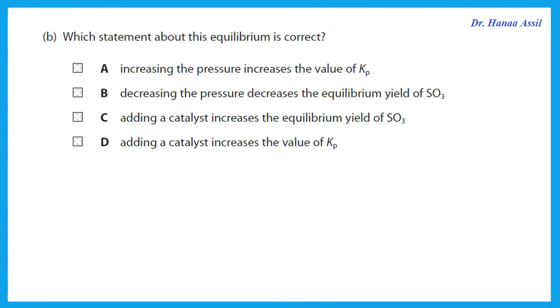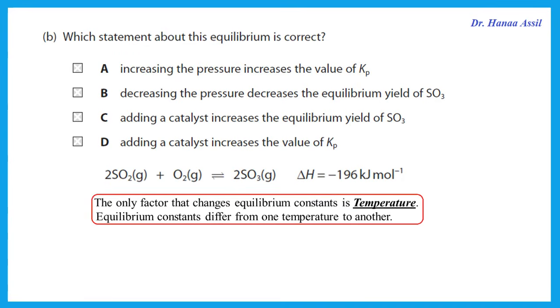Which statement about this equilibrium is correct? Well, let's see. This is the equilibrium that we have. Now, the first choice says increasing the pressure increases the value of Kp. Again, please remember the value of the equilibrium constant will not change unless we change temperature. The only factor that changes the value of the equilibrium constant is temperature. So when we say increasing the pressure increases Kp, that is wrong.